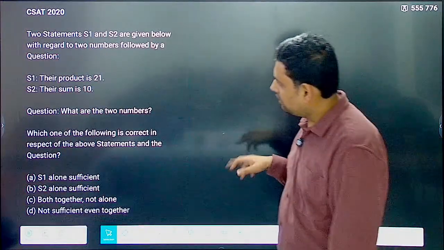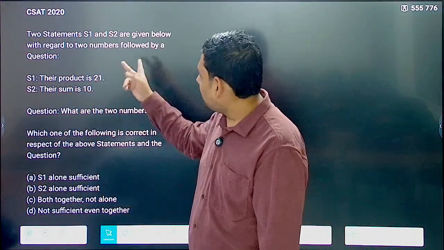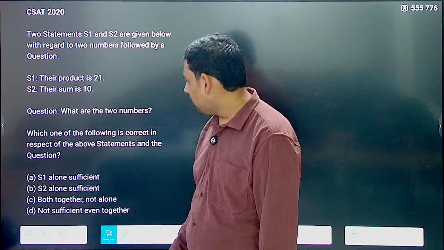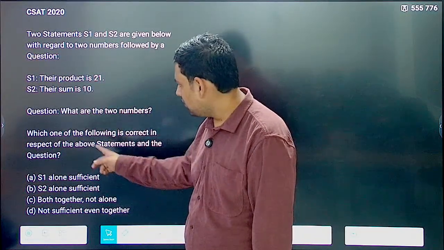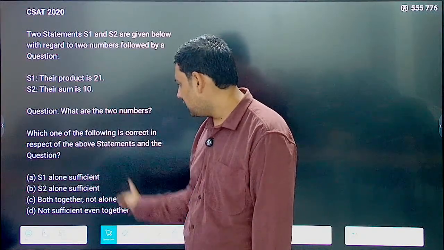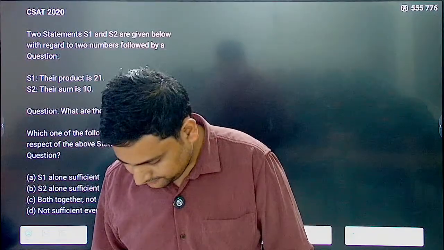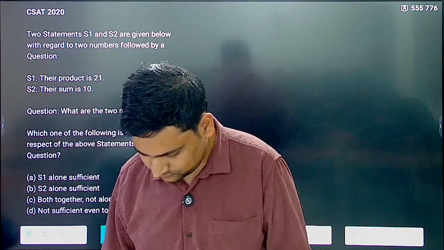There are two statements about two numbers. Their product is 21, their sum is 10. What are the two numbers? Now you need to tell which of the following is correct in respect of the above statements.